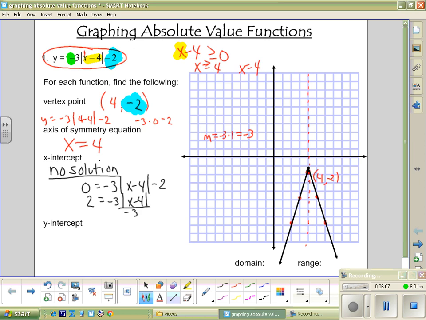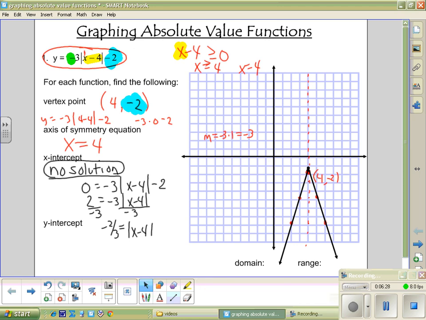Divide both sides by -3, and I'm left with the absolute value of x minus 4 is equal to -2/3. If you recall, absolute values can never equal a negative number, so it must be no solution, as I'd stated before. So that would be the x-intercept. In that case, you solve the absolute value equation to get your values for the x-intercept. In this case, there's no solution.